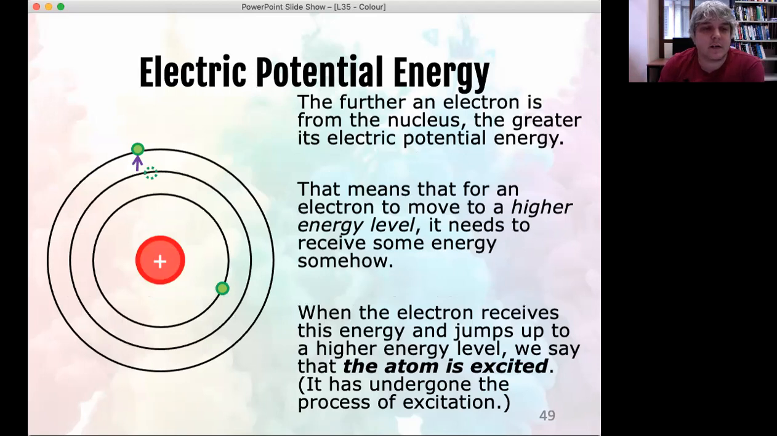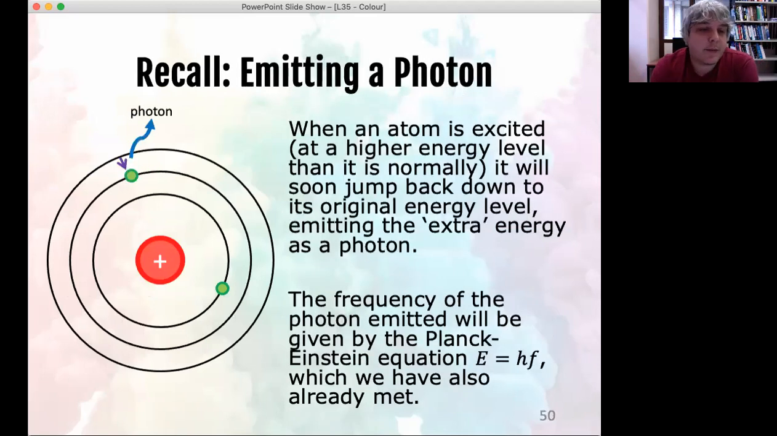It's excited, got more energy. When it jumps back down, it gives off a photon. That photon will have the exact amount of energy that the electron lost by jumping down a step. And that exact amount of energy will correspond to an exact frequency of photon, because we know from the Planck-Einstein equation that every single photon of a certain frequency has an exact amount of energy given by hf.